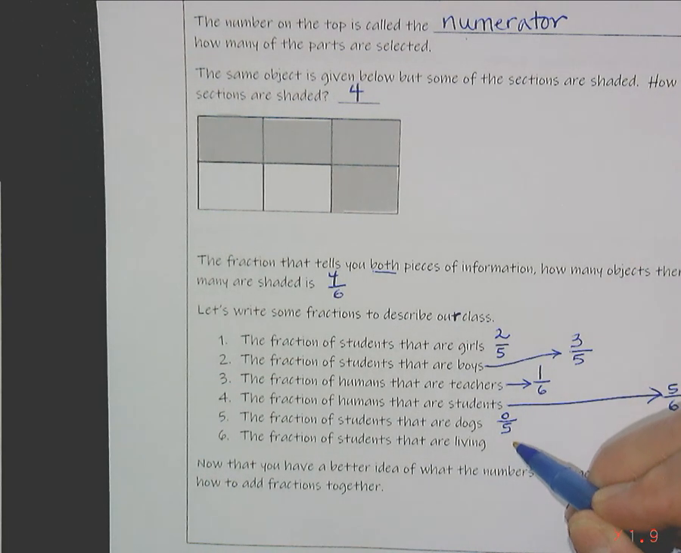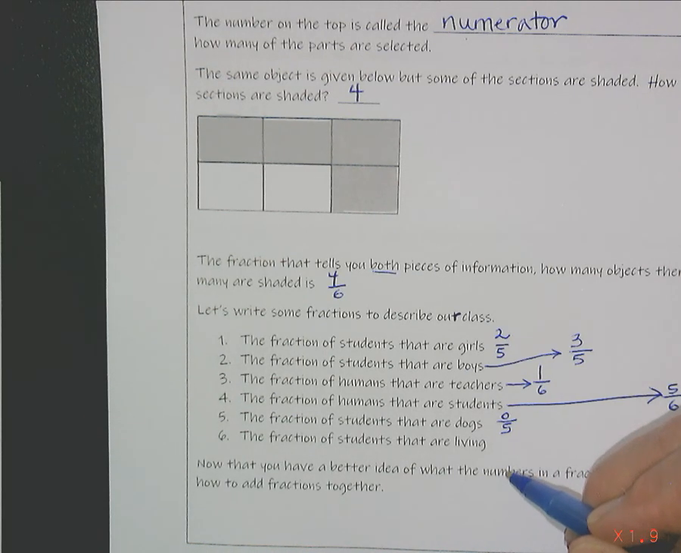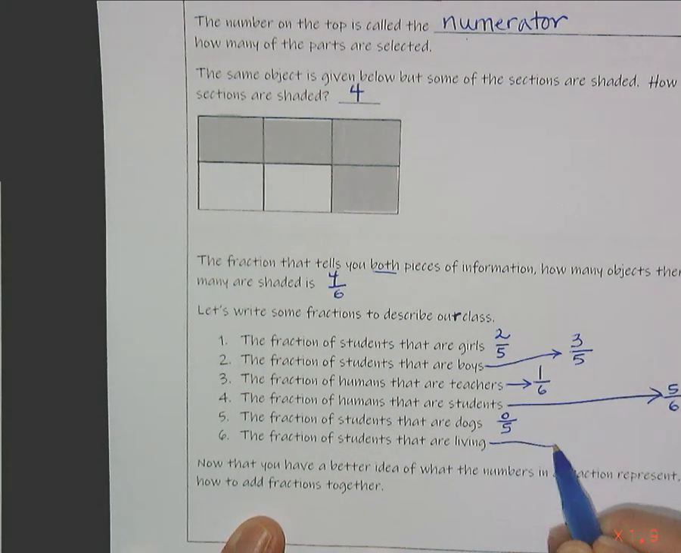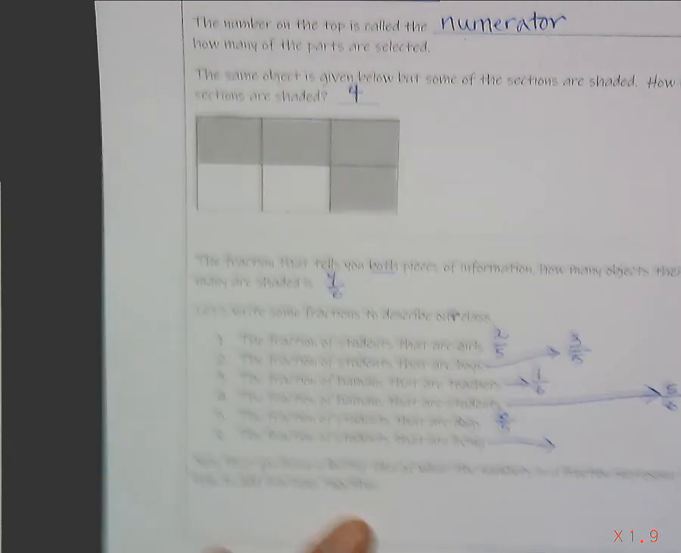We do have 5 students. None of them are dogs. Do not be afraid to use 0 in a fraction. 0 tells you something. There are no dog students in this classroom. Well, hold on. Let me pull out my dog. Didn't bring mine with me, so we have 0 dog students.